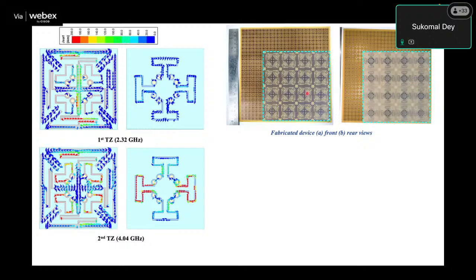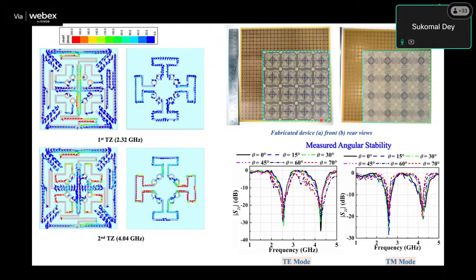After that, the structure is fabricated. You can see the front side view and the back side view of the structure, and then its angular stability performance. We see it can go up to 70 degrees for both TE and TM. It has good angular stability. However, at 70 degrees, some slight distortion has come, but it is within a tolerable limit.